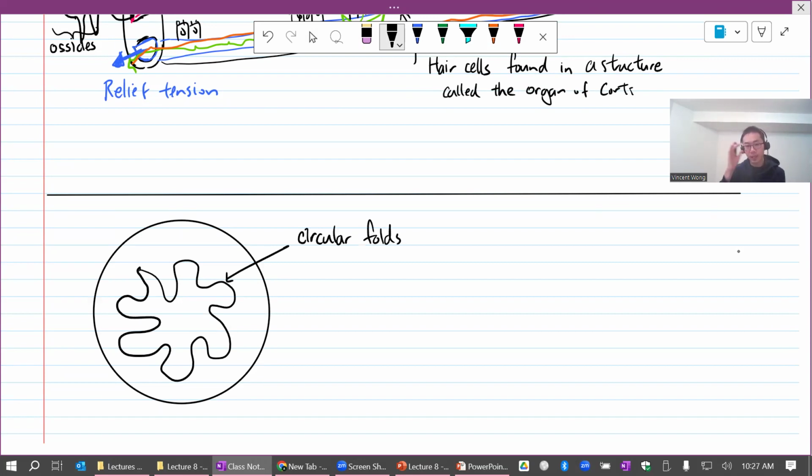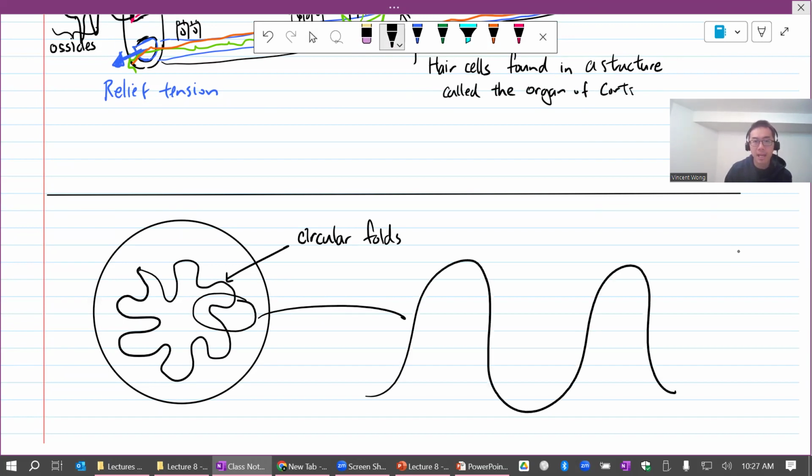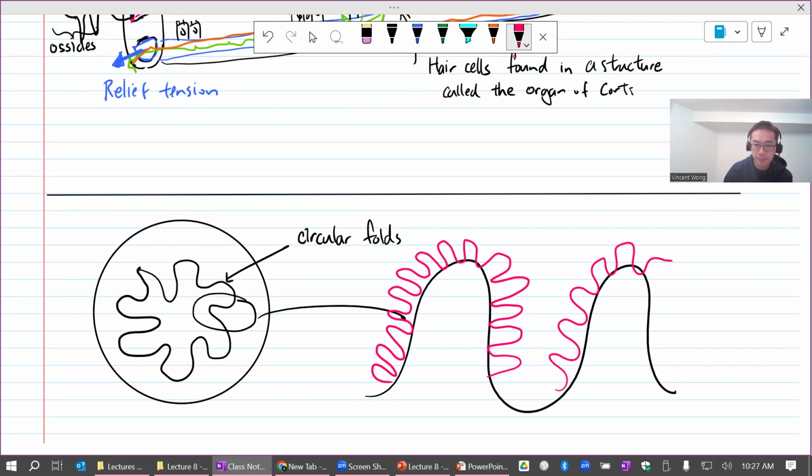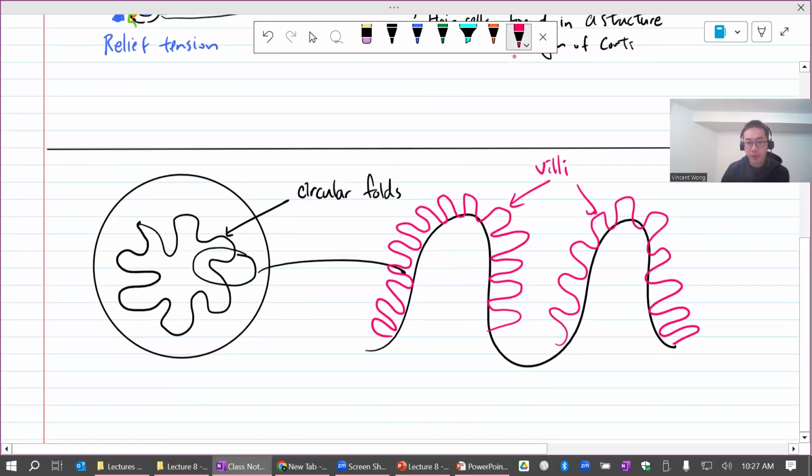That itself is already going to increase the surface area quite a bit. Now we can zoom in into one of these folds, and you will notice on top of the folds, you have even more foldings. These foldings, they are called villi. They further increase the surface area.